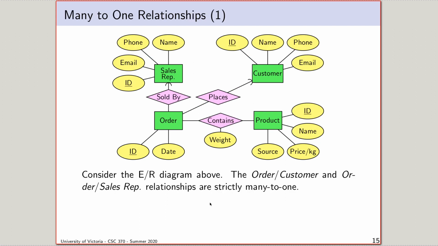Okay, so let's try this one. So here we have these many-to-one relationships. So an order is sold by exactly one sales rep. An order is placed by exactly one customer. Now, it turns out we could do the same thing as before, but it doesn't help us too much to do that because we want to have the database sort of prevent the many-to-one constraint from being violated. Ideally, we want it to be impossible for there to be any more or less than one customer per order.